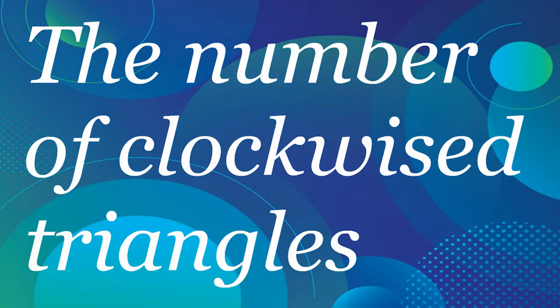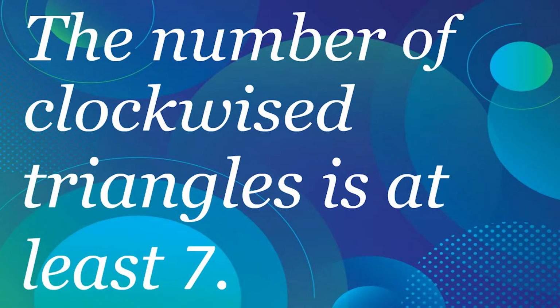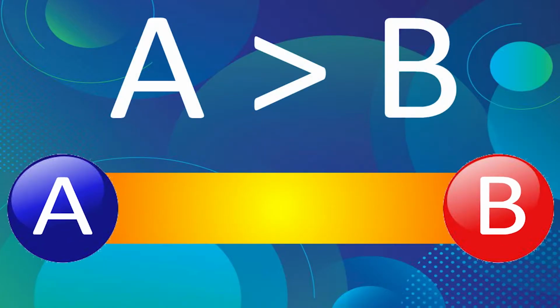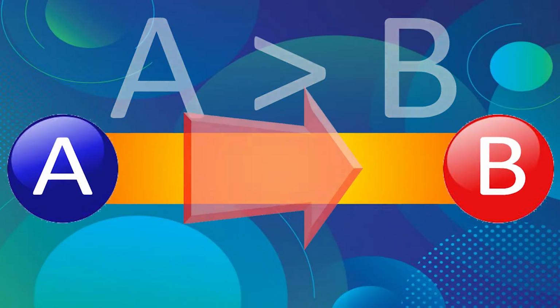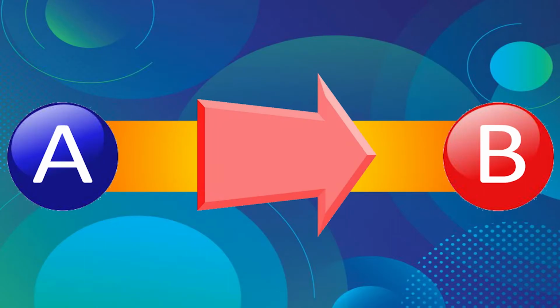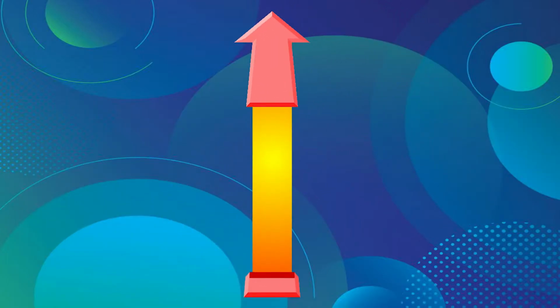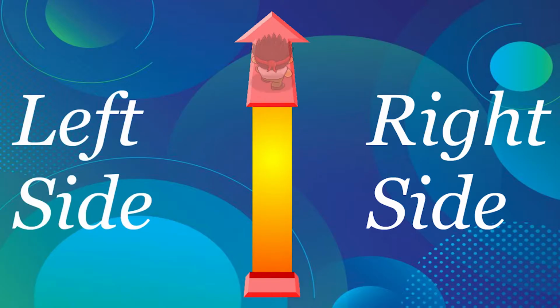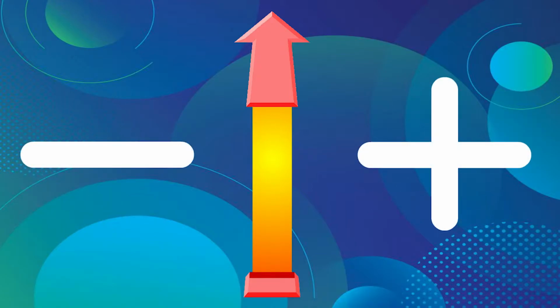Let us first prove that the number of clockwise triangles must be at least 7. For this, for every edge that we consider, which connects a number A and a smaller number B, we assign a directional arrow from the bigger number A to the number B. Now, we define the right and left sides of an arrow in the following way. If one walks in the direction of the arrow, then its right hand determines the right side, while its left hand determines the left side. We denote the right and left side of each arrow by the plus and minus signs, respectively.